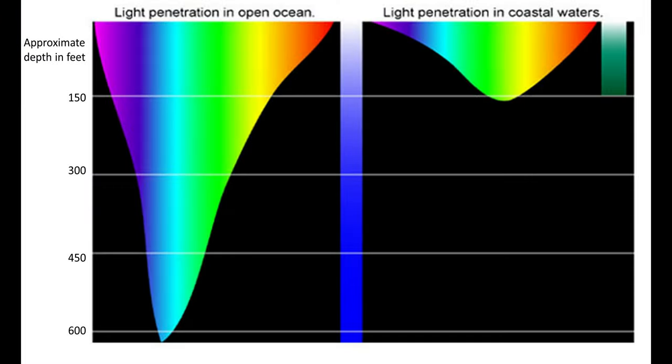This chart shows how deep the various colors of sunlight penetrate into the water column in both deep ocean water and in shallow coastal waters, similar to what we might find in our deeper Great Lakes. Notice how the red and violet light is filtered out very high in the water column.